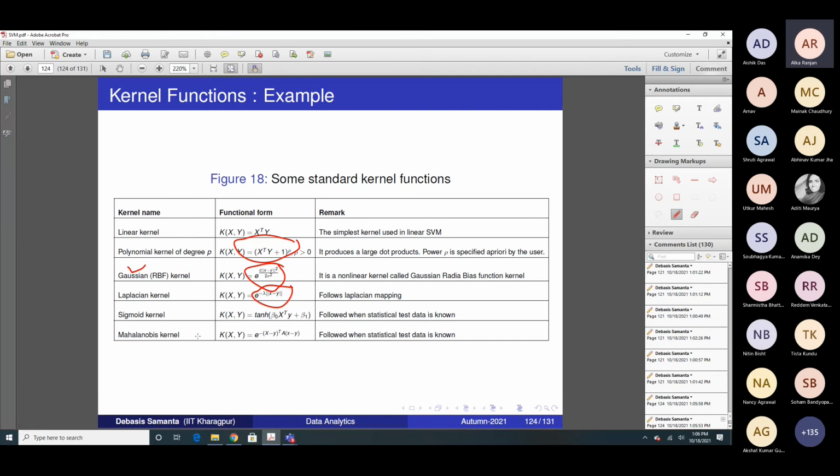And then another is a statistical kernel called the Mahalanobis kernel, which has this form. Here another function is required, called the statistical function A, of x minus y. Now what I said is that there are a few popular kernel functions. These are the kernel functions and these are the function forms. And for each function there are again some unknown parameters, which are called hyperparameters.